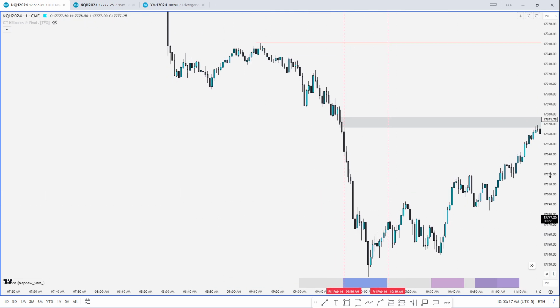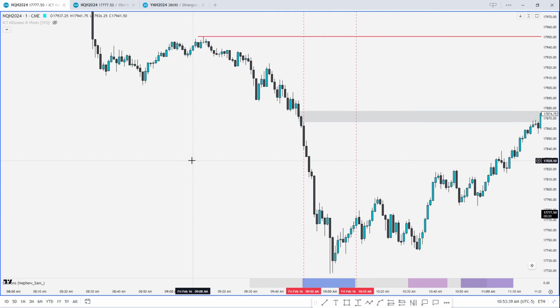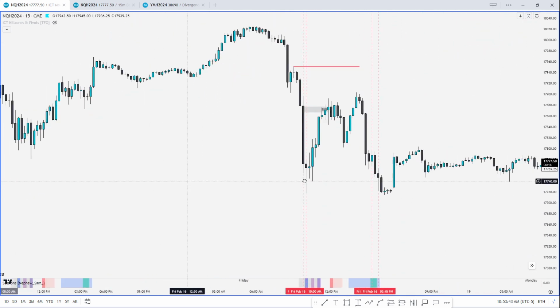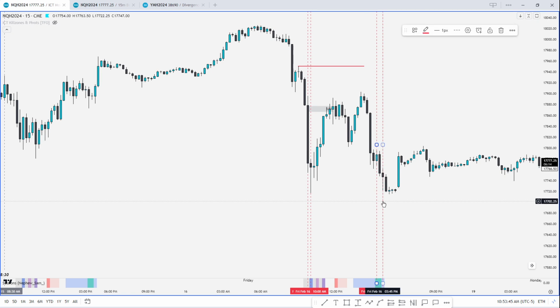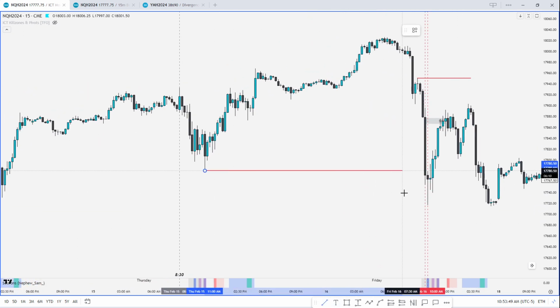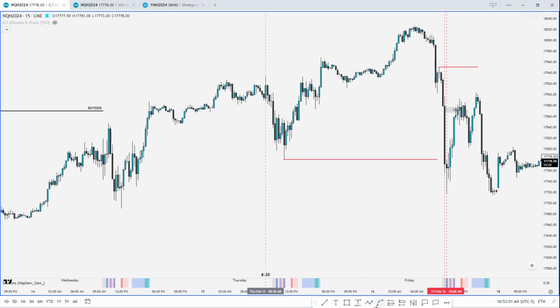Like in this macro here, obviously we have a higher time frame drawn liquidity. Like if I go to this 15-minute chart, here's our drawn liquidity here, right? And we have more down here. On the 15.